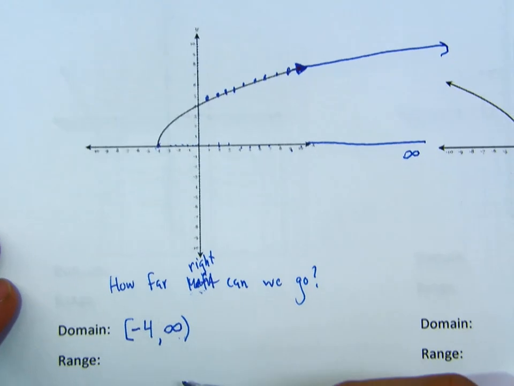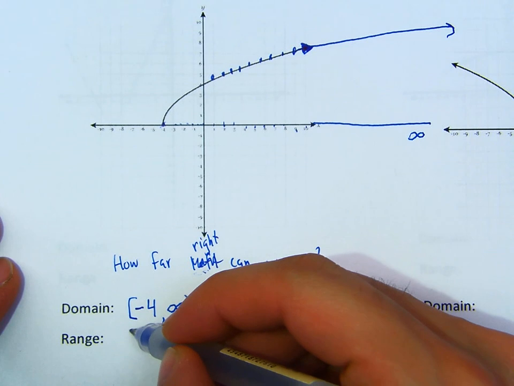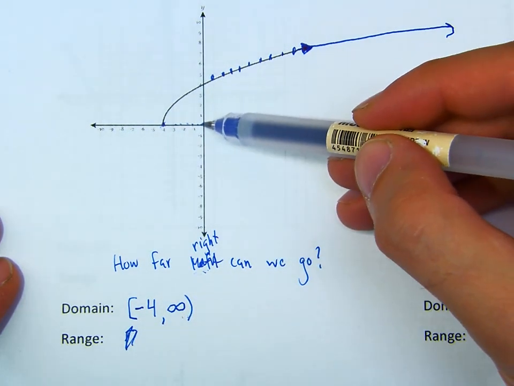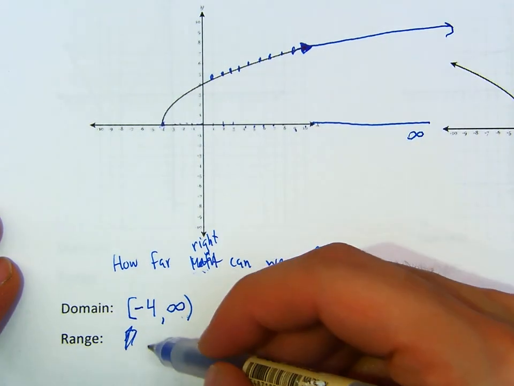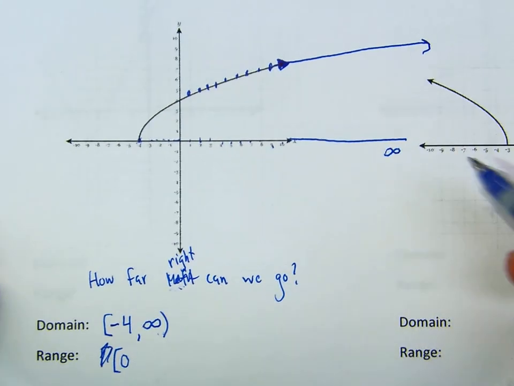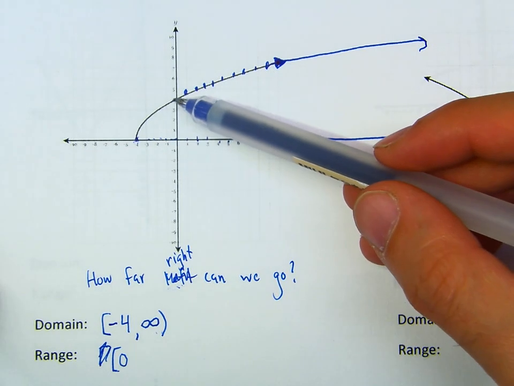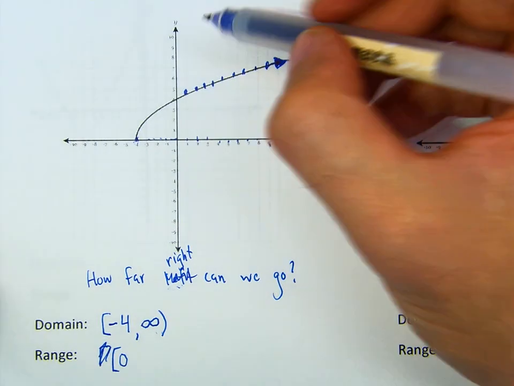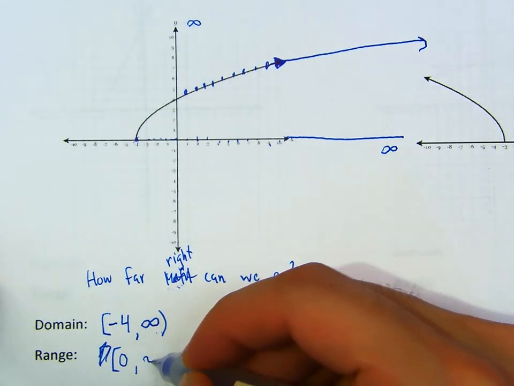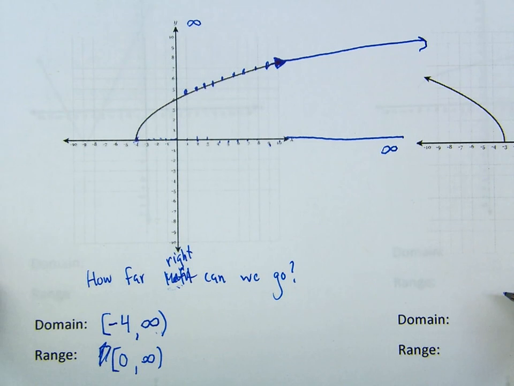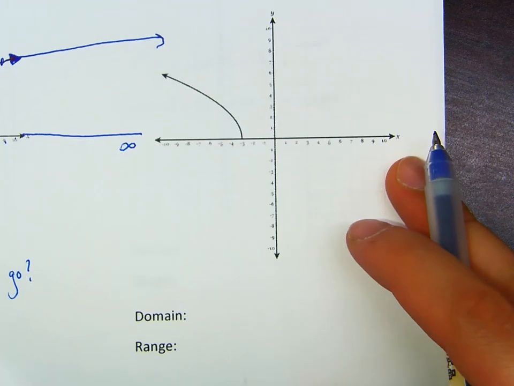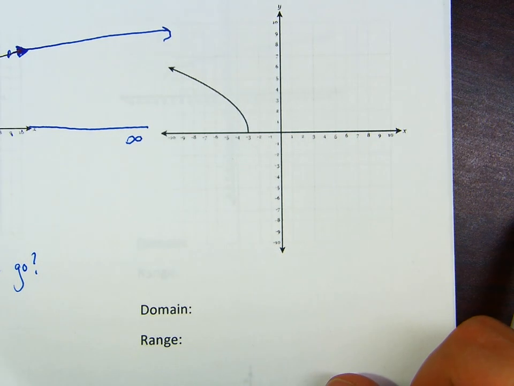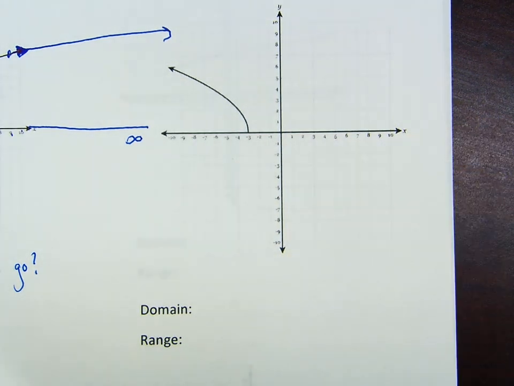So what about range? Why don't you try and do this one by yourself, right? How far low does the graph go? Okay, well, let's see. The lowest y value you have is 0, and that's a bracket. But then how far high does the graph go? Notice that this graph keeps going up, up, up, up, up. So this is going to positive infinity. And that's the range. Okay? What I want you to do is try and do the other questions by yourself. Pause the video and try and do it. Okay. Let's see if you want to see how it's done now.